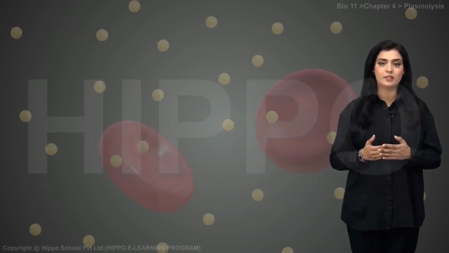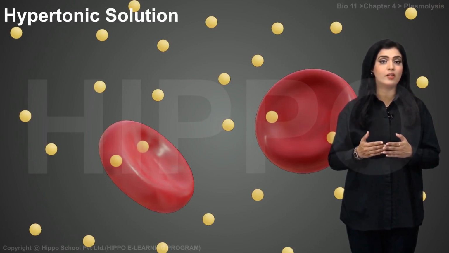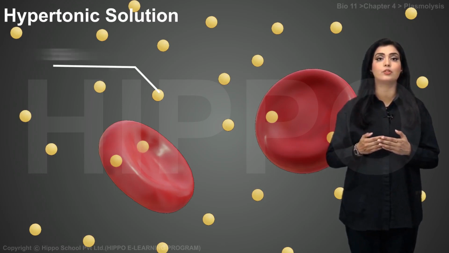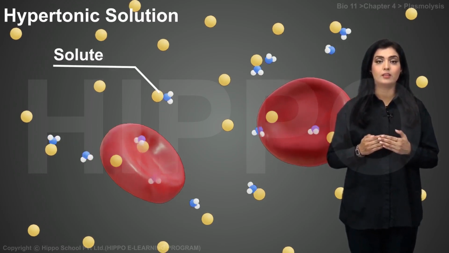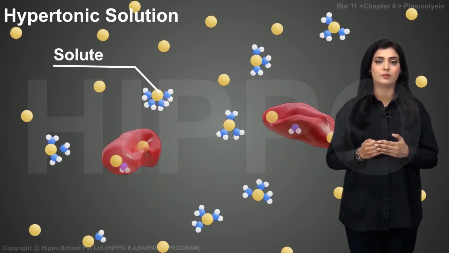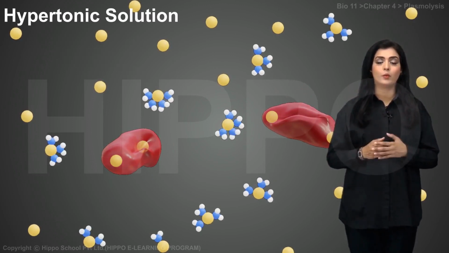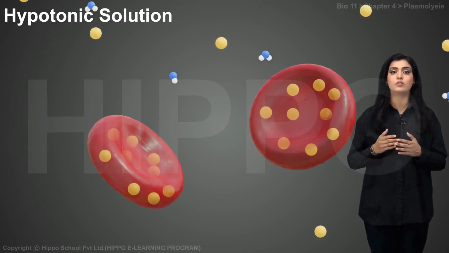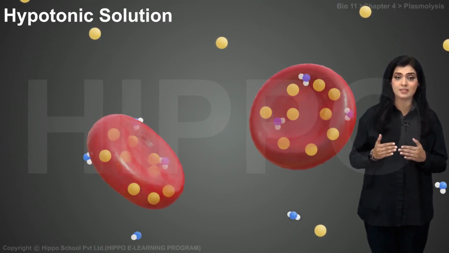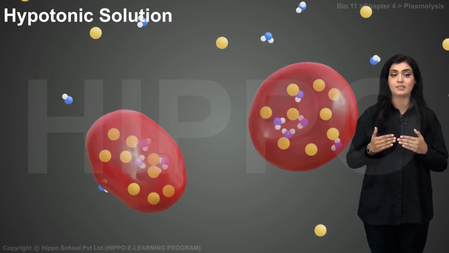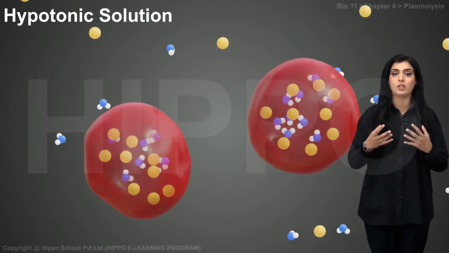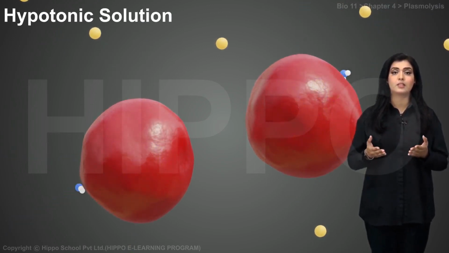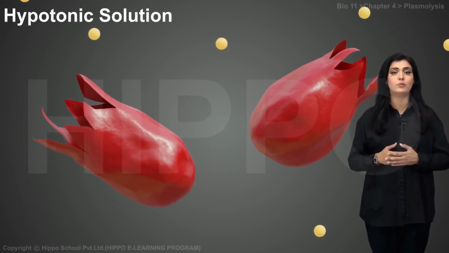If we place red blood cells in a solution where there is higher solute concentration outside the cell as compared to the solute concentration inside, the water diffuses outside the cell, causing them to shrink. Whereas if red blood cells are placed in a hypotonic solution, where the solute concentration of the solution is less than the solute concentration of the cytoplasm, the water diffuses into the cells, causing them to swell up. The red blood cells swell to the extent that they eventually burst.